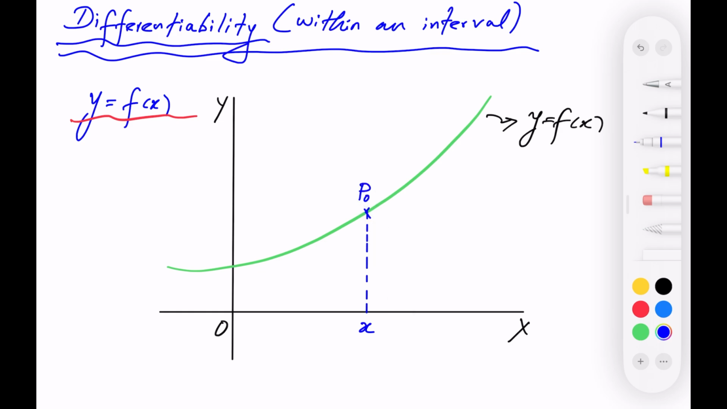So what are the coordinates at P0? The x coordinate is lowercase x, and the y coordinate is of course given by this equation f of x. Therefore, the y coordinate is equal to f of x.